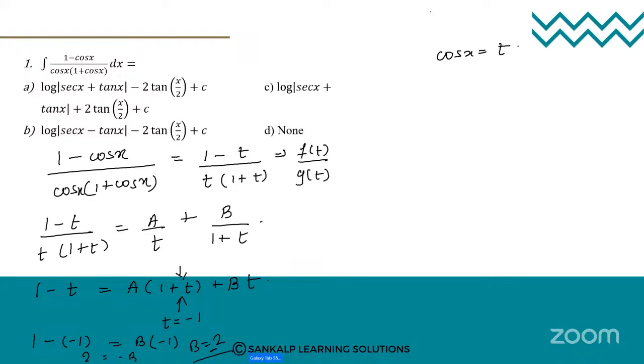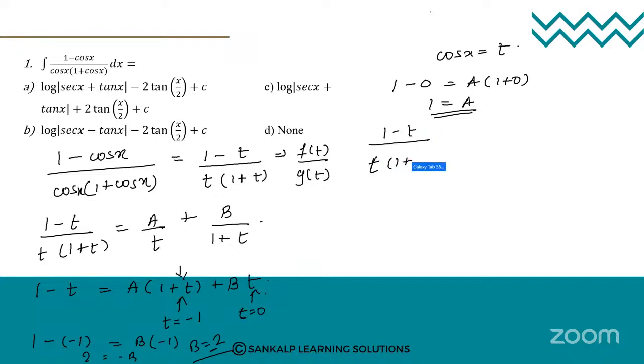Okay? Next, t equals 0. So once you put t equals 0, what happened? 1 minus 0, a into (1 plus 0). Anyhow, b will become 0. So this is a into 1. So the value of a is 1. Therefore, (1 minus t) divided by t(1 plus t) equals a over t plus b over (1 plus t). What did we get for a? We got 1. What did we get for b? We got minus 2. So this is 1 over t minus 2 over 1 plus t.